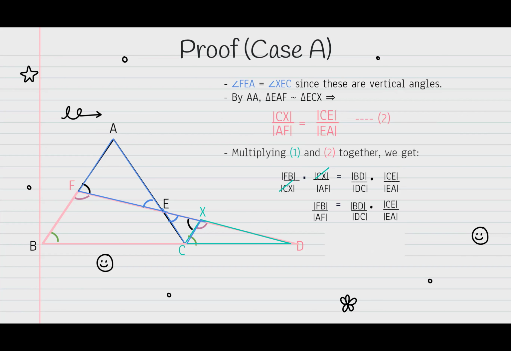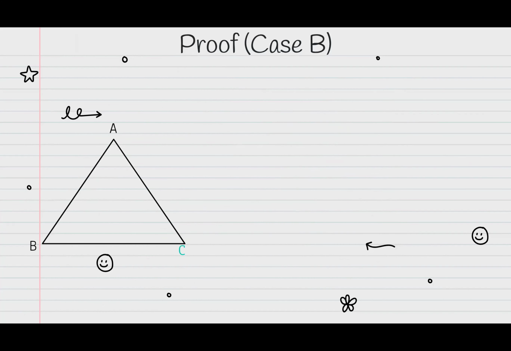And that leaves us with the absolute value of FB over the absolute value of AF is equal to the absolute value of BD over the absolute value of DC multiplied by the absolute value of CA over the absolute value of EA. And then if we multiply the left-hand side by its reciprocal to move it over to the right-hand side, we will get that the entire product yields 1, which is the completion for the proof for case A. So then we have proof B, which is the sine distance.